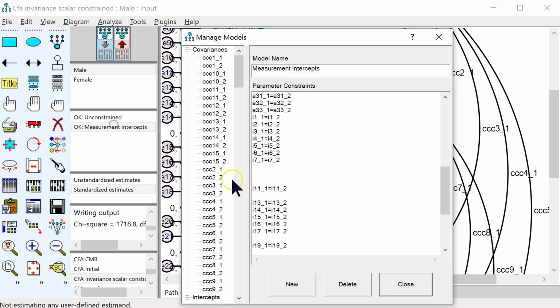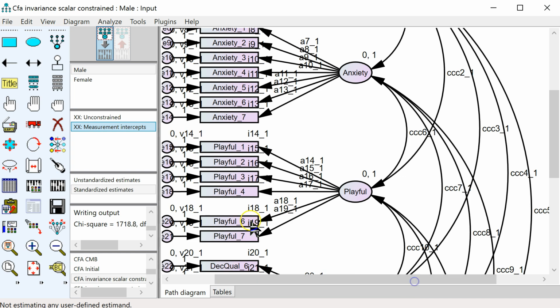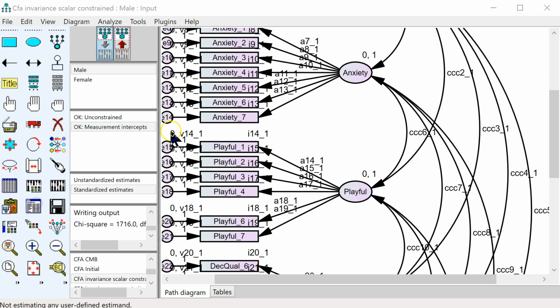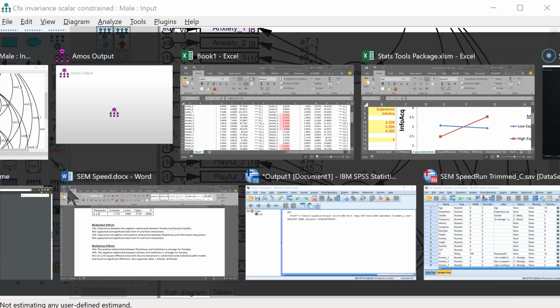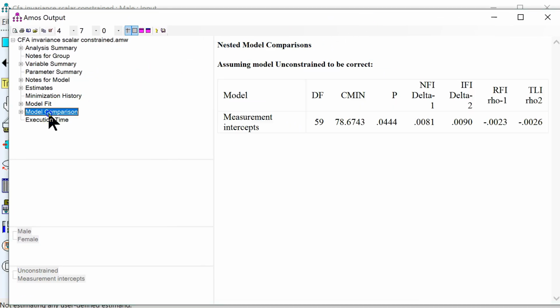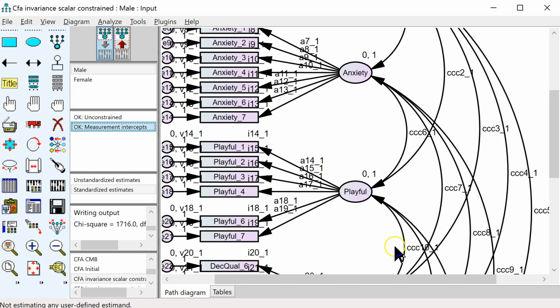11 and 19. So here's 11. Gonna get rid of that. And 19. And this had better do it, because we might be stuck. Run it. And where'd that output go? Here it is. Model comparison. Ooh. 0.04. Well, we're close. Not close enough.